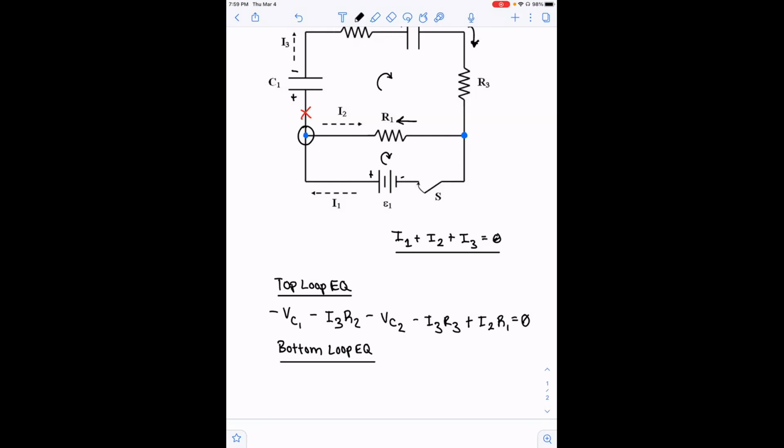So I will say, I'll just do EMF 1, and then I will be coming across in the direction of that current. So I will actually have a voltage drop here. And so that is saying that EMF 1 minus I2 times R1 should all be equivalent to 0, same thing, but much simpler because I only have a few elements.